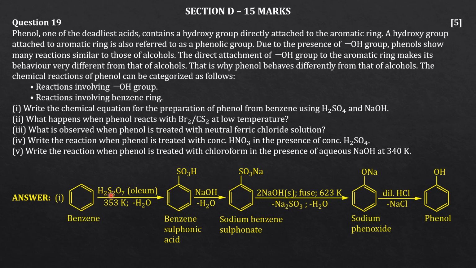For the sulfonation of benzene, here we don't use concentrated H2SO4, we use oleum or fuming sulfuric acid, at 353 Kelvin. First you get the benzene sulfonic acid. This acid treated with base gives you a salt, which is a sulfonate salt, sodium benzene sulfonate. Then this one is very important, solid NaOH, NaOH beads, and we fuse it in anhydrous condition. Then only from the sodium benzene sulfonate you get sodium phenoxide. Na2SO3 comes as byproduct, and then acidification to get the phenol.